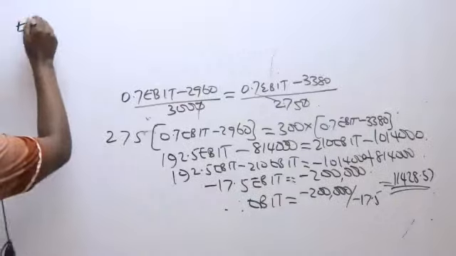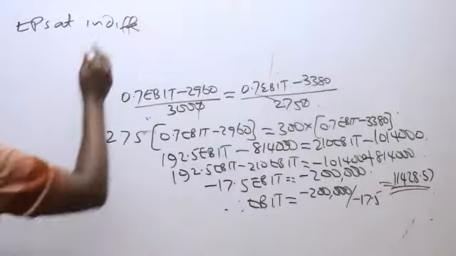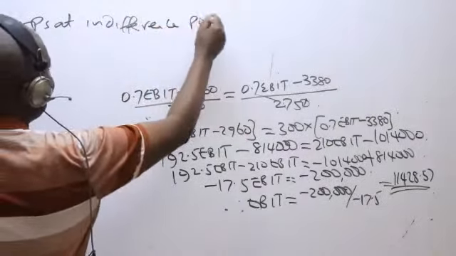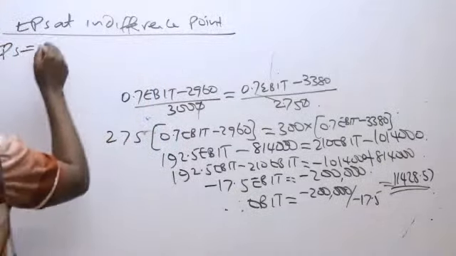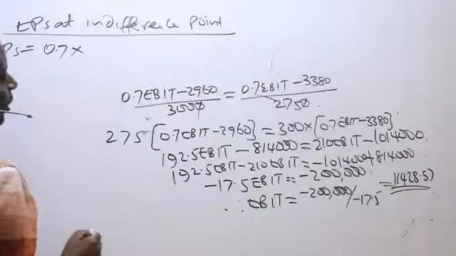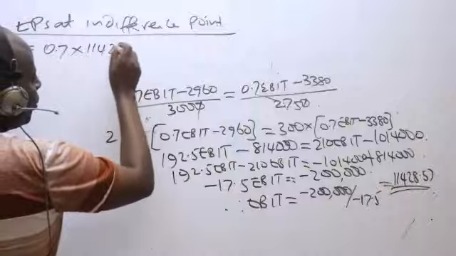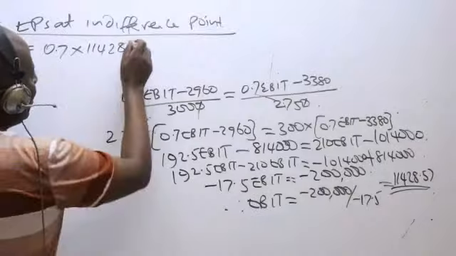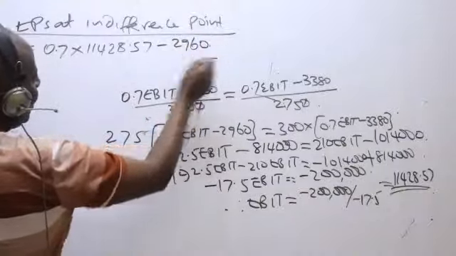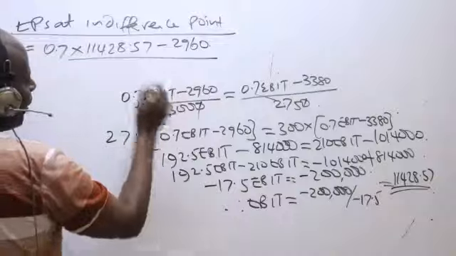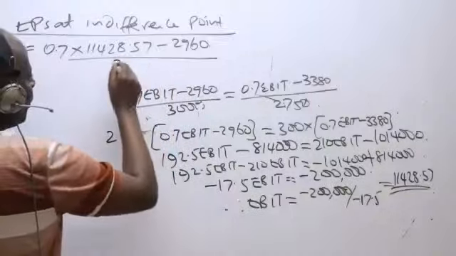So EPS at the indifference point will be equal to 0.7 times EBIT, with EBIT of 114,287.28.57. I'm using this formula, minus 2960. The way it was initially, remember, I was canceling here for the purpose of equity. So all over 3,000.